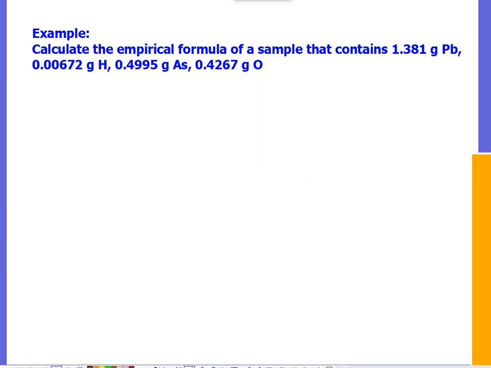And the next example is not worked out, but we're going to do the same steps. We're going to take the masses and convert to moles, and then we're going to adjust the ratio. So we start off by writing down all 4 of these compounds.